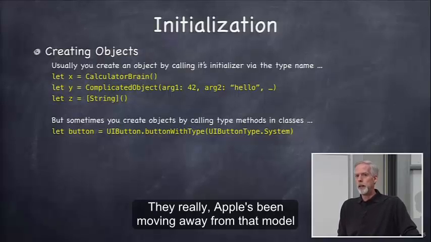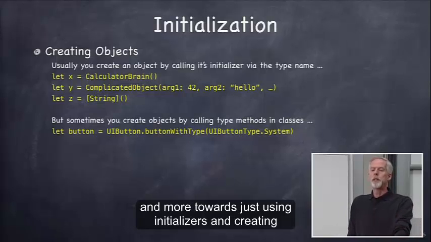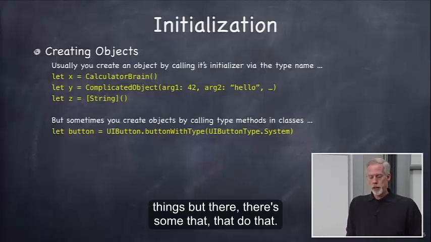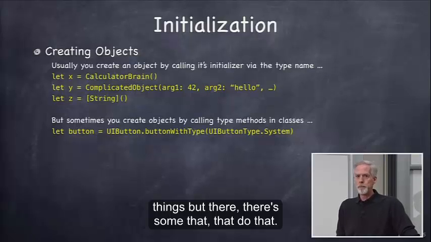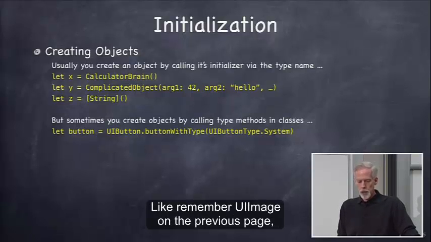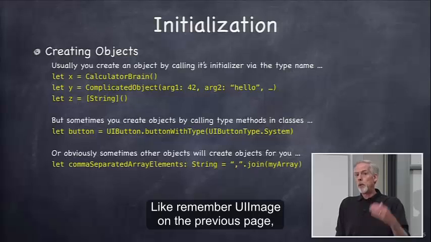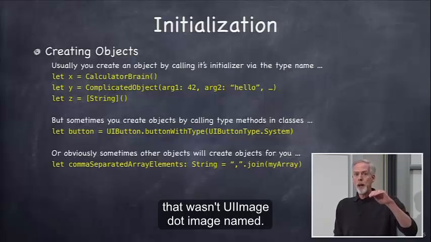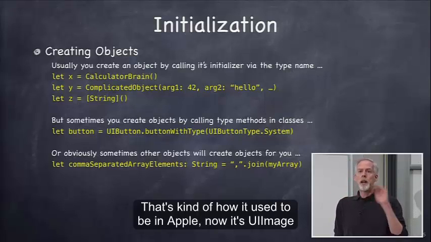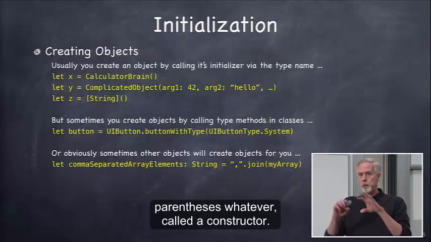Very rarely. Apple's been moving away from that model and more towards just using initializers and creating things. But there's some that do that. Like, remember UI image on the previous page. That wasn't UI image dot image named. That's kind of how it used to be in Apple. Now it's UI image, parentheses, whatever, call the constructor.